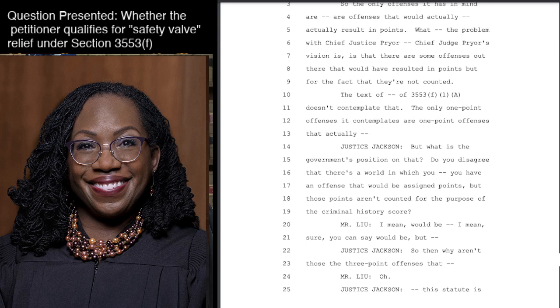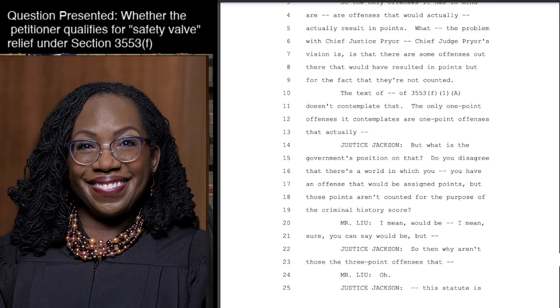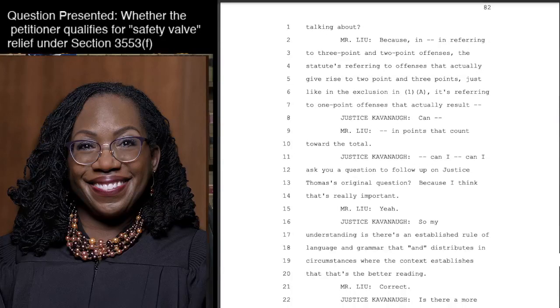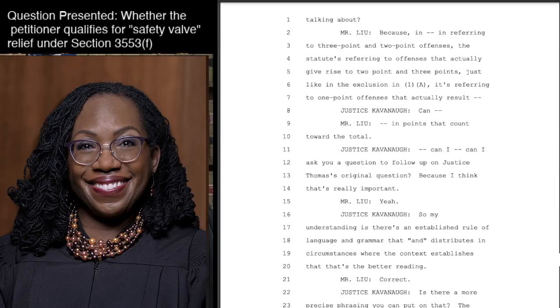Do you disagree that there's a world in which you have an offense that would be assigned points, but those points aren't counted for the purpose of the criminal history score? Sure, you can say would be, but... So then why aren't those the 3-point offenses that this statute is talking about? Because in referring to 3-point and 2-point offenses, the statute's referring to offenses that actually give rise to 2 points and 3 points. Just like in the exclusion in (f)(1)(A), it's referring to 1-point offenses that actually result in points that count toward the total.